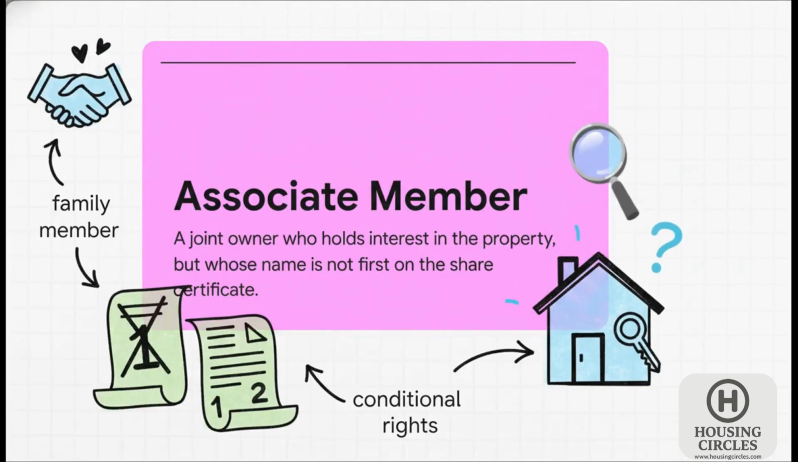Next, there's the associate member. Now, this person is also a joint owner, maybe a spouse or a family member, and their name is on the share certificate, just not in that number one spot. They definitely have a stake in the property, but their rights are, well, conditional.